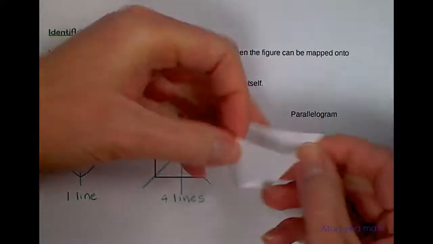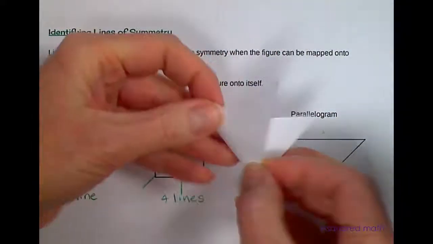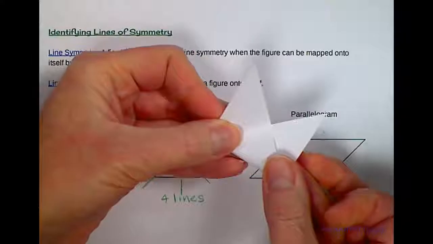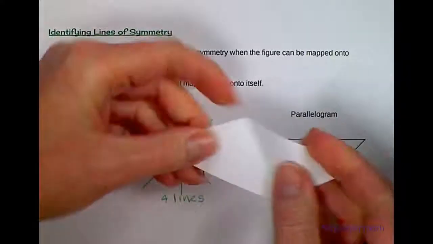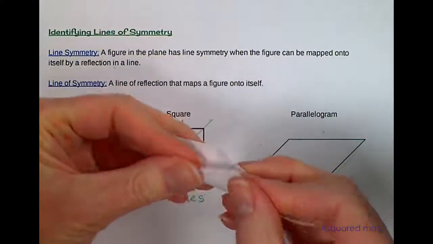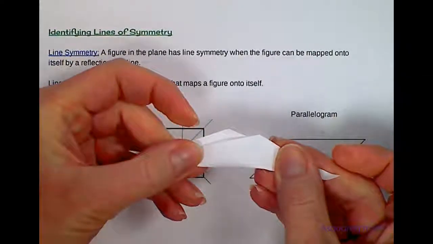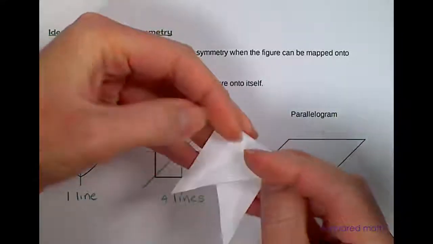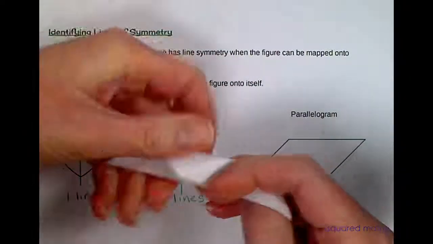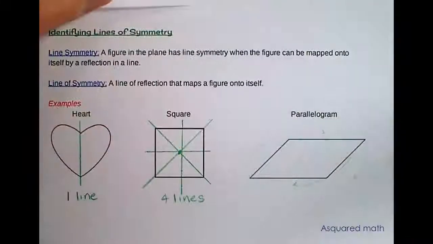If we try to fold it from this vertex to this vertex, this is not very easy to do. It's easier to talk about than do. We get something that looks like this. So this doesn't map on itself. If we try to fold from the vertices that are farther apart, we get something that looks like this. So again, our corners aren't matched up. If we try to fold directly in the middle here, corners don't match up. Try and fold directly in the center here, corners don't match up. So a parallelogram has no lines of symmetry.